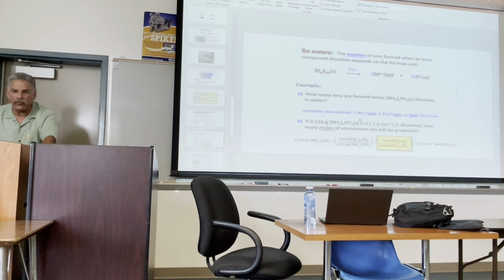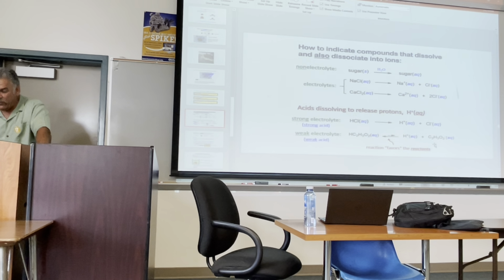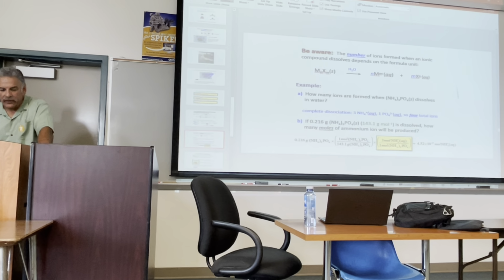And we can calculate how much of that is dissolved, how many moles of ammonium ion will be produced, if we had 0.216 grams of ammonium phosphate. Using the molar mass of 143.1, we convert to moles, and then we say there are 3 moles of ammonium per 1 mole of ammonium phosphate, and that gives us 4.52 times 10 to the minus 2, whatever that is. Which is not a lot. It's not a huge concentration, but it is calculable.